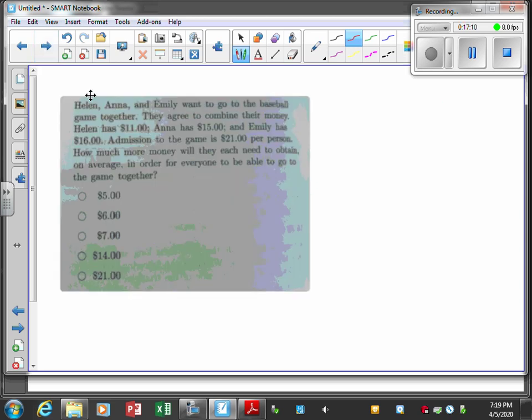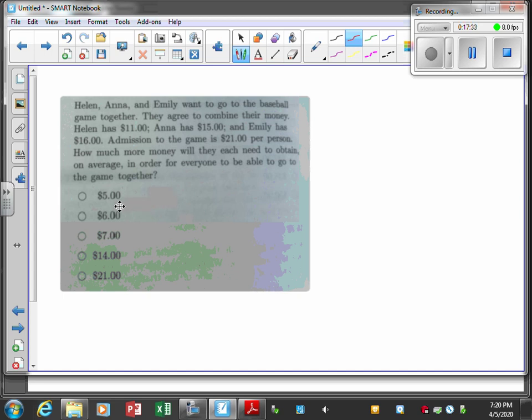Okay. Helen, Anna, and Emily went to a baseball game. They agree to combine their money. Helen has 11, Anna 15, Emily 16. Admission is $21 per person. How much more money do they need on average for everyone to be able to go to the game together?